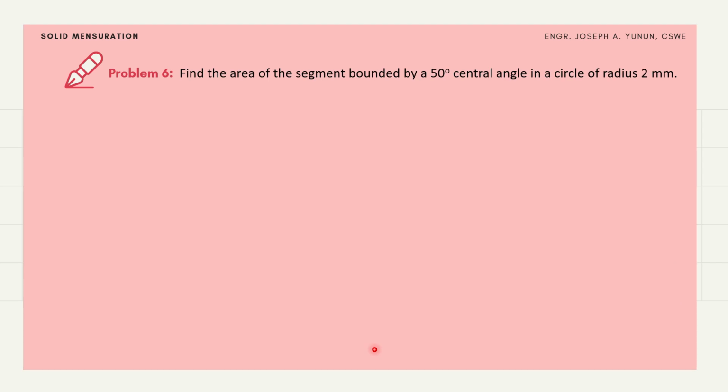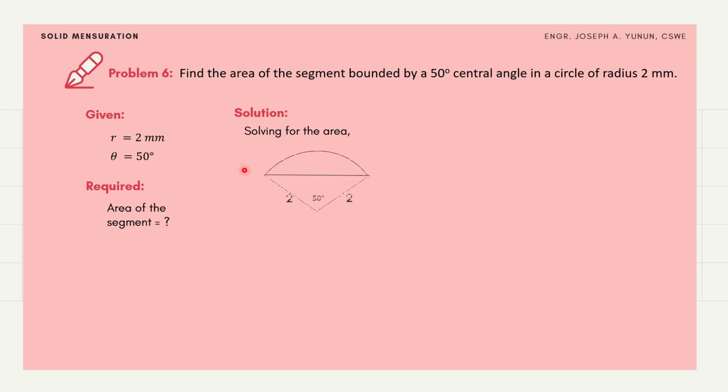So next problem, find the area of the segment bounded by a 50-degree central angle in a circle of radius 2 millimeters. Okay, so based on the given, you have the central angle, radius, and we need to determine the area of the segment. So given the radius and central angle, the required is the area of the segment. So solution, we can use the formula for the area of a segment, which is the area of the sector minus the area of the triangle.